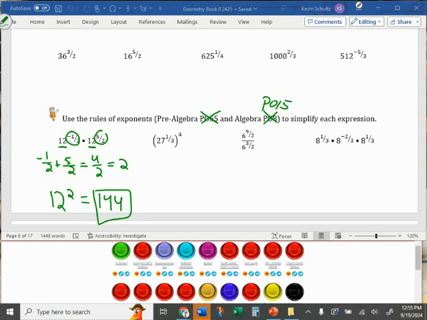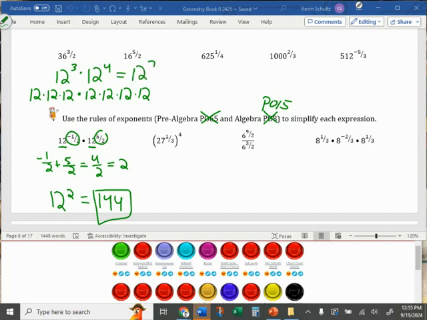Well, remember what this is saying? Let's go back a little bit. If I had 12 cubed times 12 to the 4th, what this is really saying is 12 times itself, times another 12 times itself, times itself, times itself, yes? How many 12s do I have there total? 7. So I would rewrite this to be 12 to the 7th power.